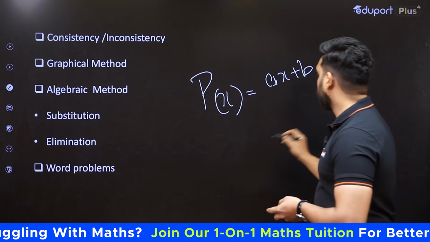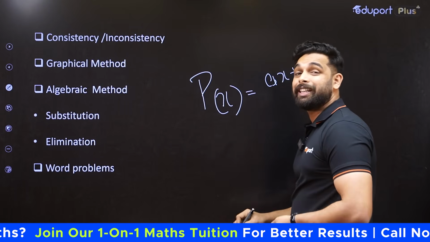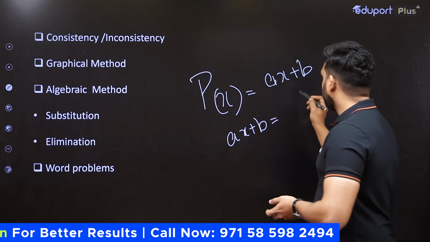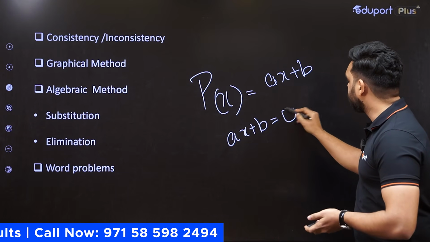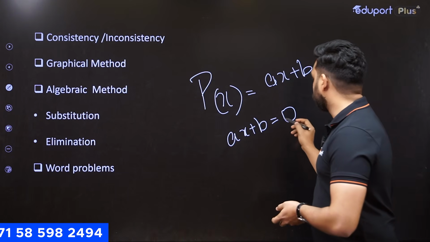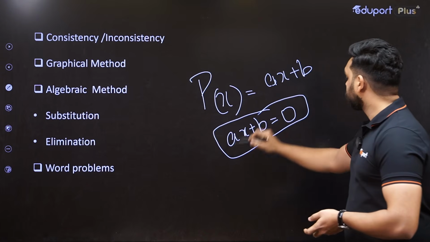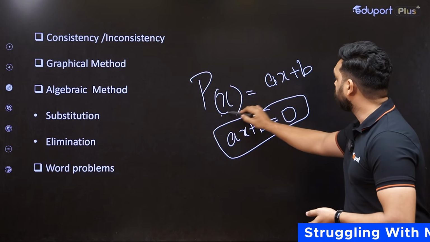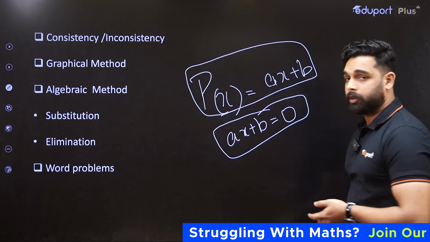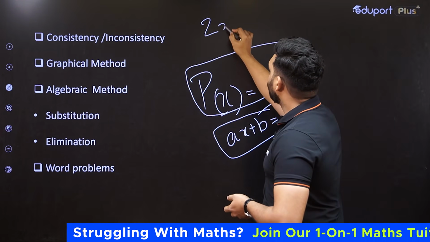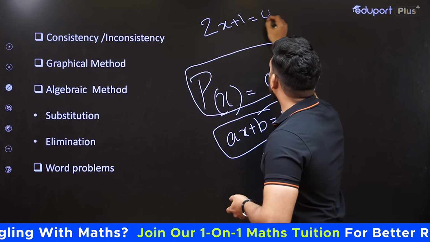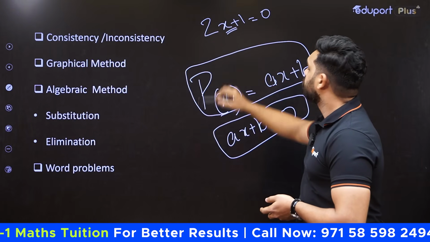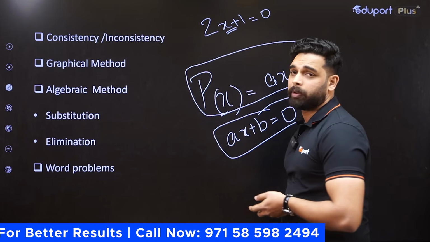Linear polynomial. Here we will be learning about linear equations, that is ax plus b is equal to a constant number. Let's take it as 0. So ax plus b is equal to 0. Here the equal sign is coming, so this becomes a linear equation. The earlier one was an example of a linear polynomial. For example, we can say 2x plus 1 is equal to 0. This becomes a linear equation with one variable. Here there is only one variable x.